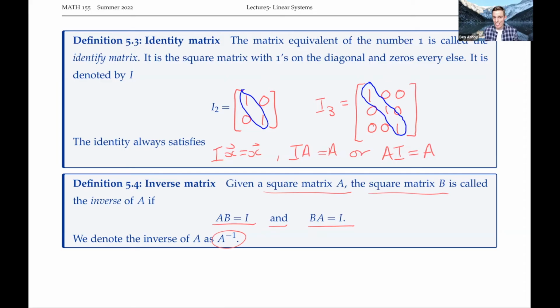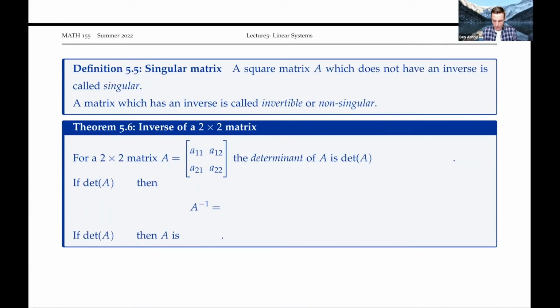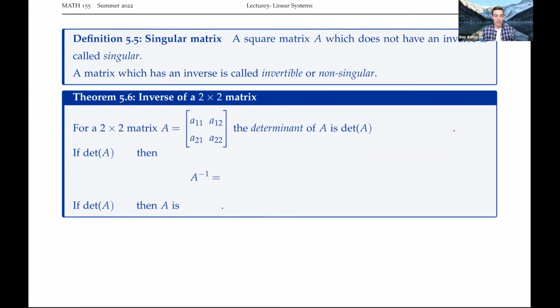So what if a matrix doesn't have an inverse? Well, if a matrix doesn't have an inverse, then we say that it's singular. So a square matrix A, which doesn't have an inverse, is called singular. And a matrix which has an inverse is called invertible or non-singular. So the question is, how do we know whether a matrix is invertible or not?